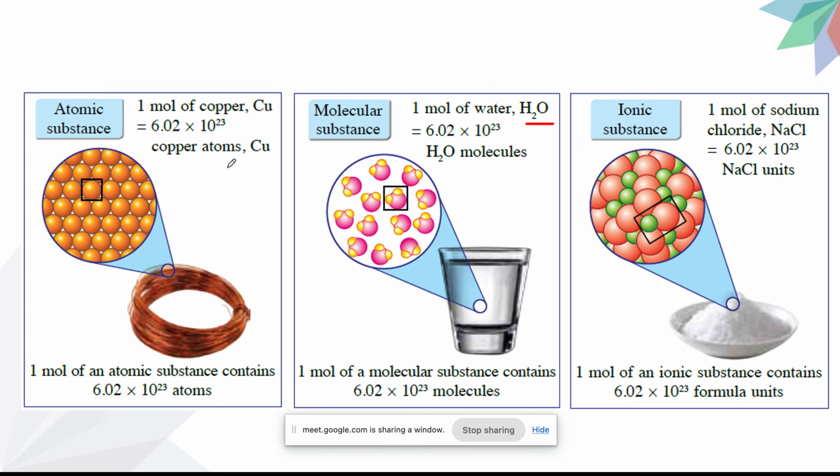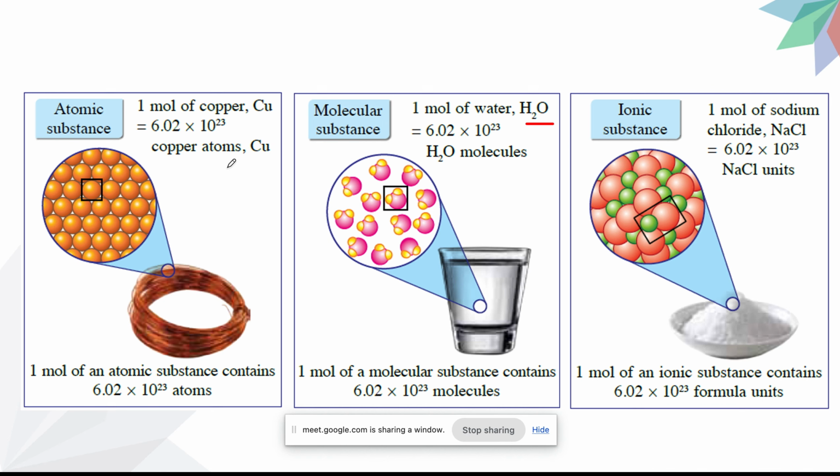Now, let's go to what this number is. This number is so unique that we make reference to it in everything, whether we are talking about atomic substance, molecular substance, or ionic substance, which is formula. We are always referring to this same number, 6.02 times 10 to the power of 23.